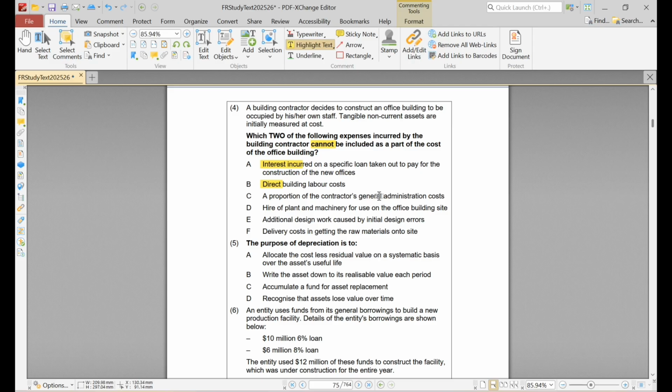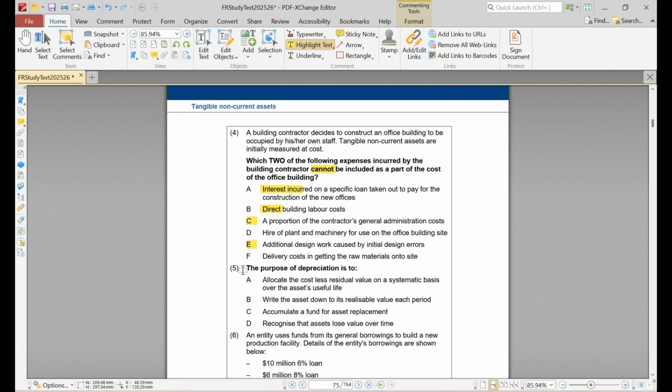Remember, training costs and all of that is not included. So this is one of the options. Hire of plant and machinery for use on the office building site. Yes, because it is being used on that, so it's included. Additional design work caused by initial design errors. It is caused due to error. It is not really part of the asset. It is expenses which happened, like extra expenses which were incurred, like wastage. So this can't be capitalized. Then delivery costs in getting the raw materials. Yes, transportation costs can be included. So the options are C and E.